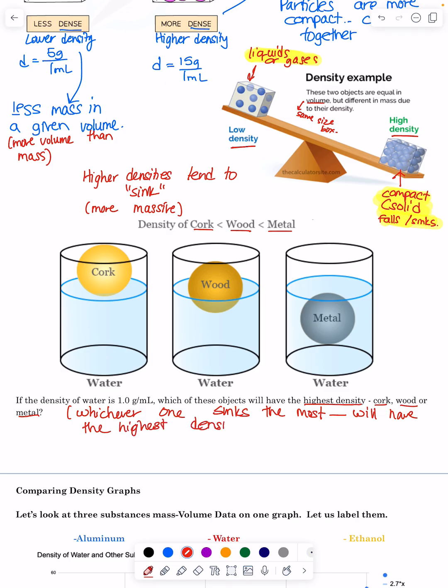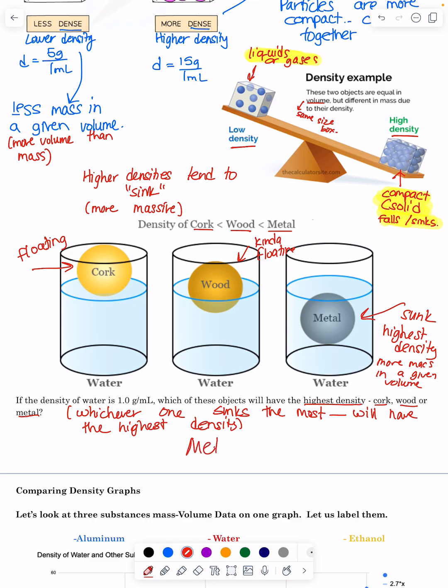So we could clearly see between these three, the cork is floating. The wood is kind of floating. It's not sinking. And then the metal is completely sunk. This has the highest density. It probably has more mass in a given volume. So I would go with the metal.